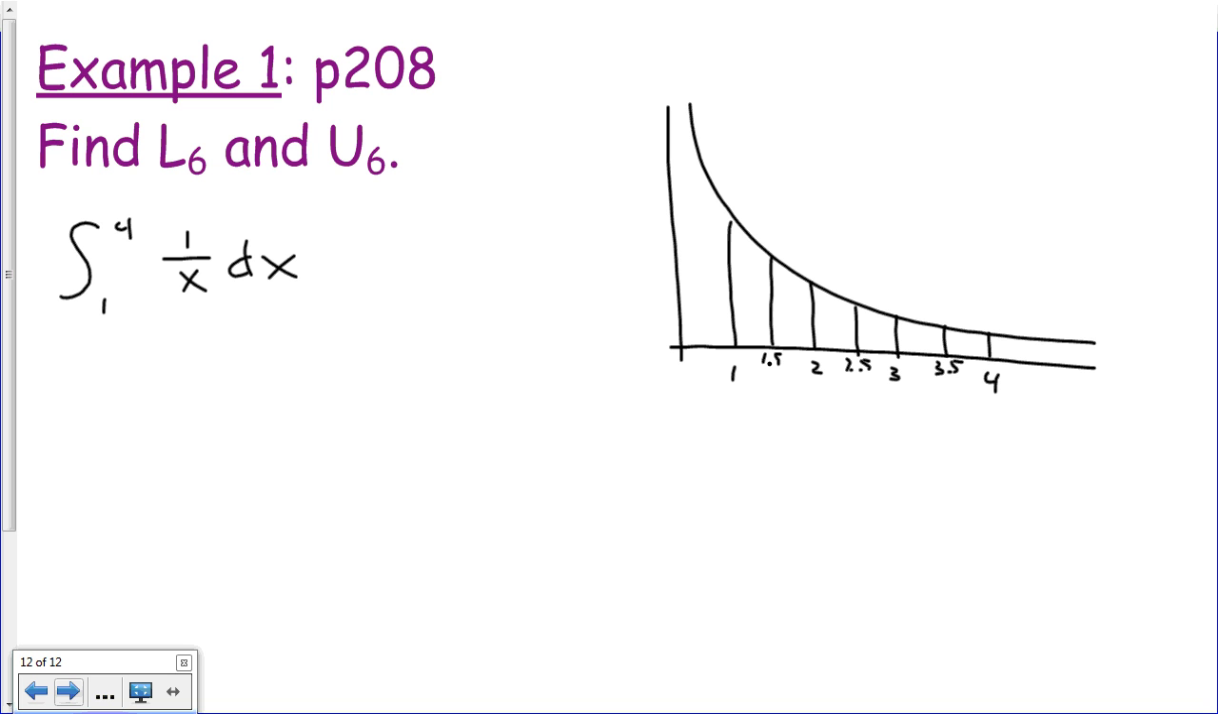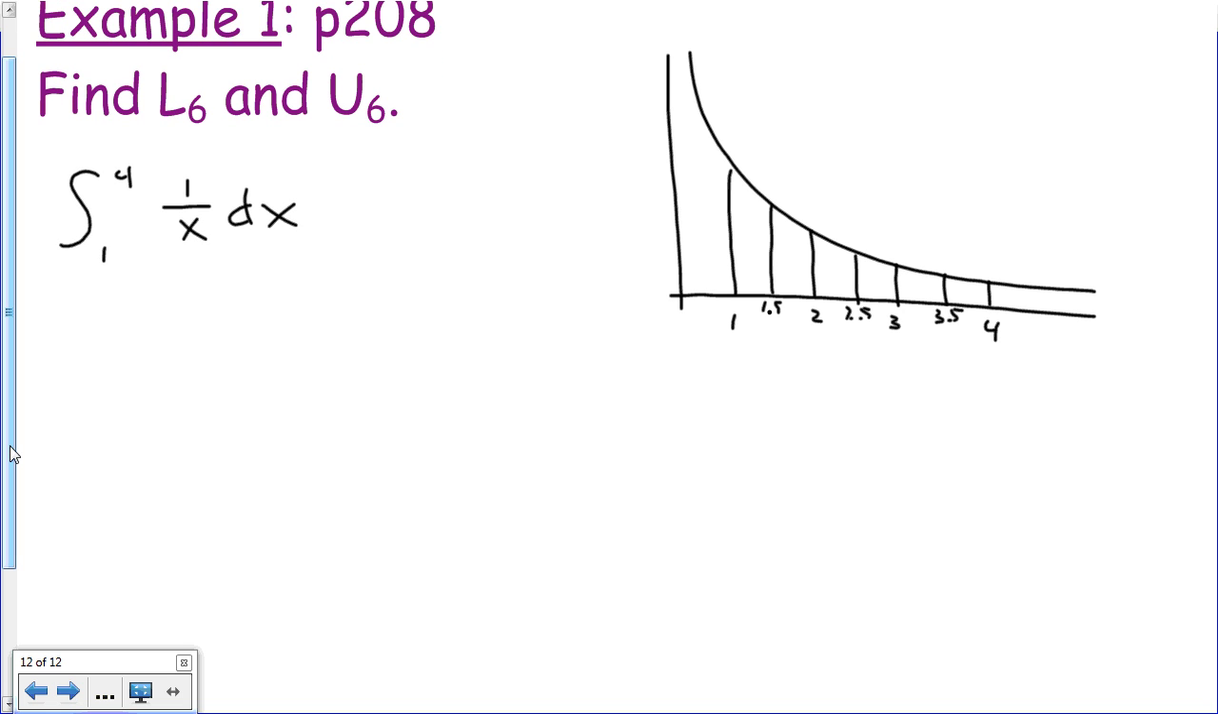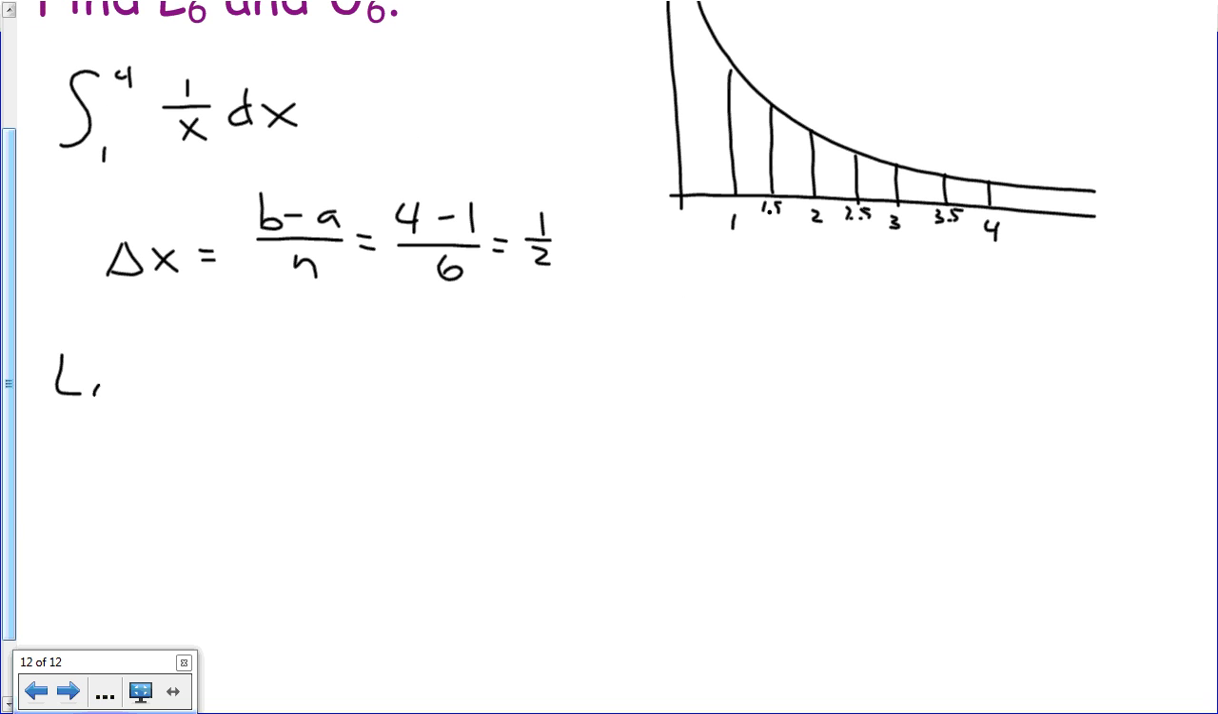And so let's start with the lower Riemann sum, L sub 6. Remember that for any Riemann sum, it's the width of each subinterval, the delta x. In fact, let me start out by calculating delta x here. Delta x, remember, we already did that for the first part of this example, and of course delta x is going to be the same. But remember, it's b minus a over n to calculate that. So in our case, it's 4 minus 1 divided by 6 subintervals. That's 3 over 6. That's 1/2. Okay, so I know delta x for this is going to be 1/2.